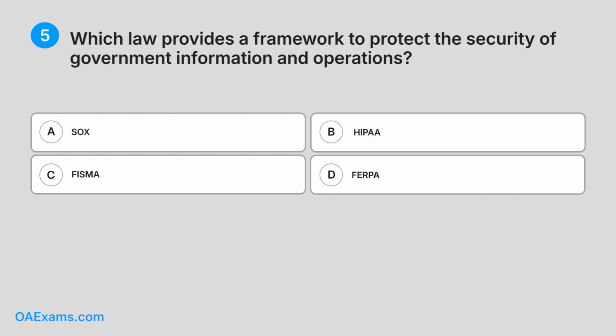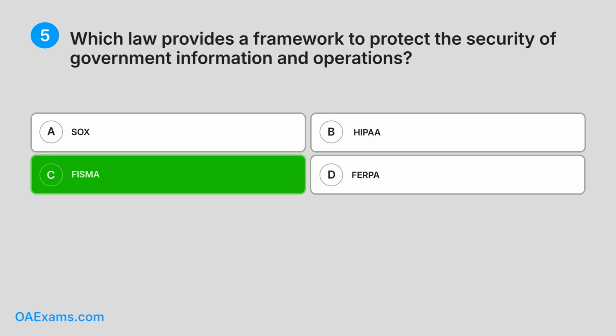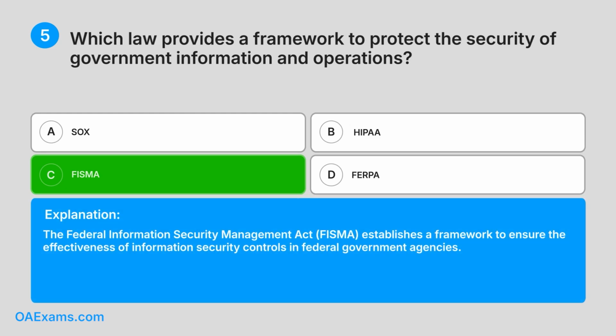Correct answer: C. FISMA. Explanation: the Federal Information Security Management Act, FISMA, establishes a framework to ensure the effectiveness of information security controls in federal government agencies.